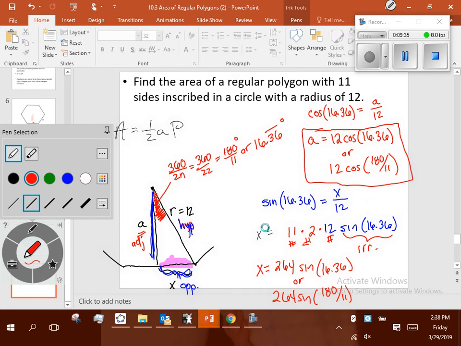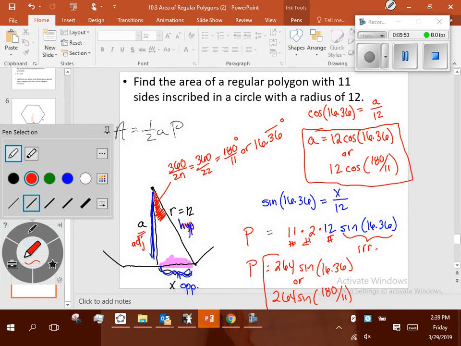Now, x was just this blue stuff. X was just that blue stuff. When I doubled it, x became a side, right? Does that make sense? And then when I multiplied it by 11, a side became the perimeter. Does that make sense, everybody? So this here is actually the perimeter.